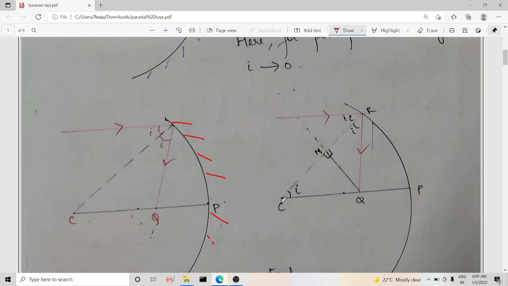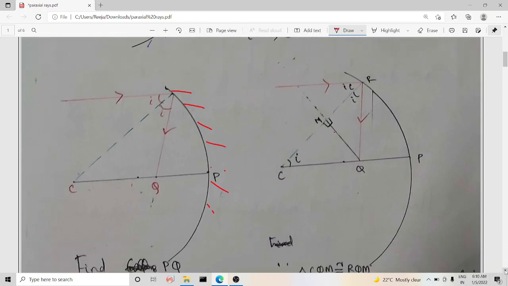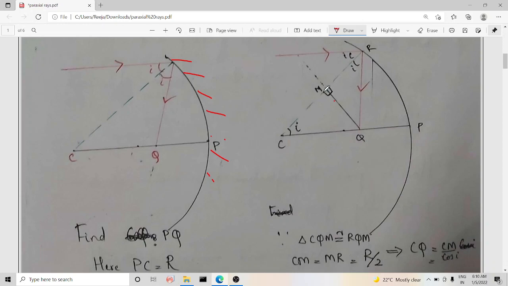Now consider the triangles CQM and RQM. Now QM, this side is common. The angles here at M are both 90 degrees, and the angles at C and R are equal. So the two triangles are congruent. Triangle CQM and triangle RQM are congruent to each other. So what is CM here? CM is equal to MR, because the two triangles are congruent. CPCT, corresponding parts of congruent triangles. Now what are CM and MR? CR is the radius of curvature, capital R. So CM and MR are equal to R by 2. It is half of the radius of curvature.